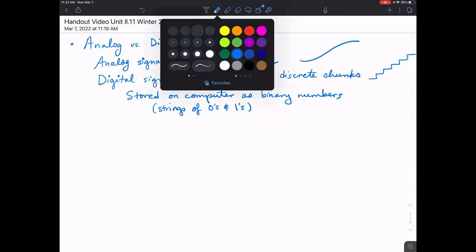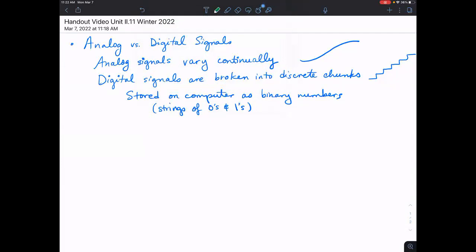There are many advantages to storing and transmitting signals as digital, which are listed on the handout. But there are two things you get to choose when you're trying to set this up. So in practice, you'll have some analog wave coming in, and it will come into your analog to digital converter.